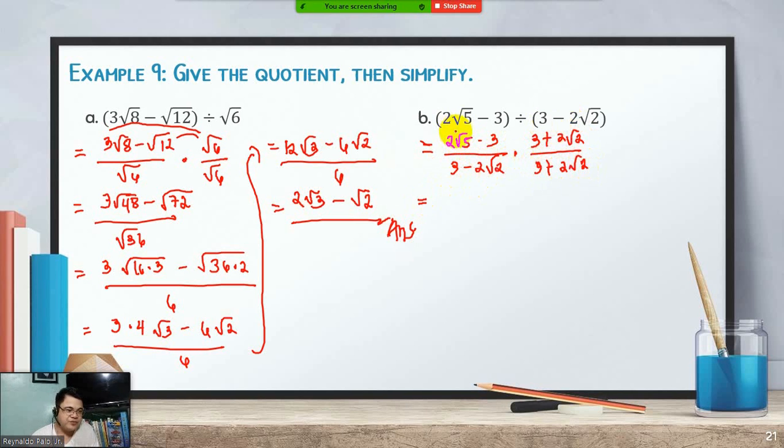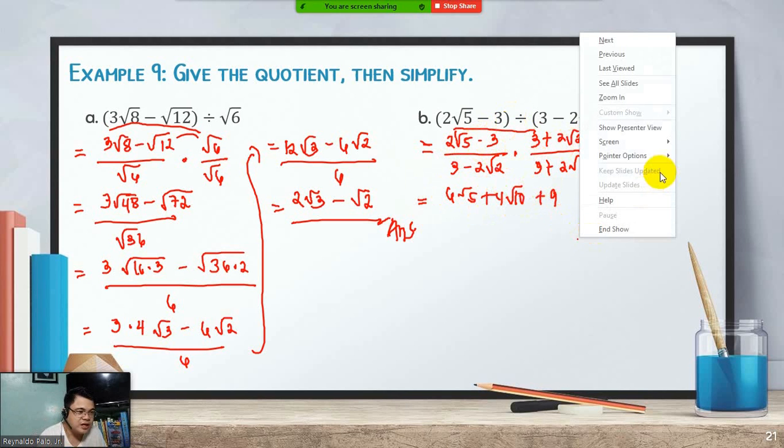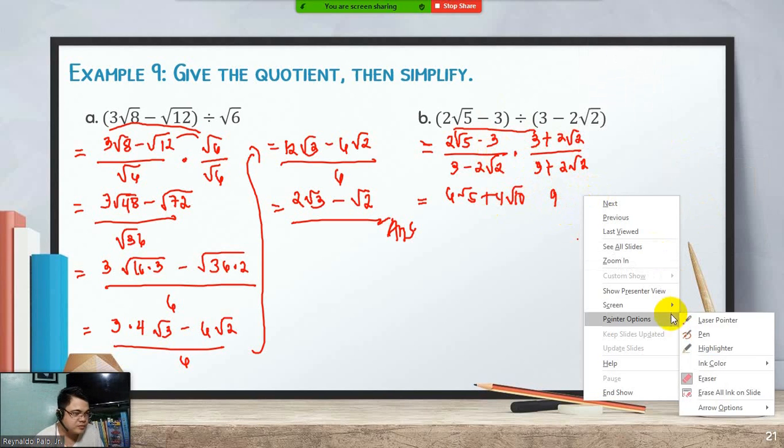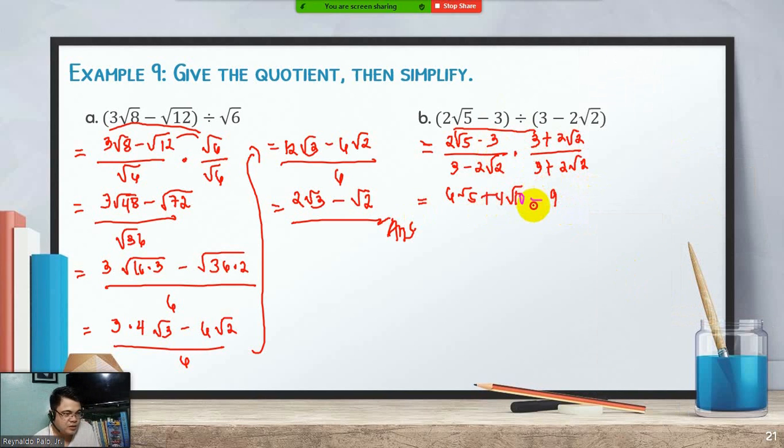Simplify using the FOIL method. First terms, 2 square root of 5 times 3 is 6 square root of 5. Then outer terms, we have 2 square root of 5 times 2 square root of 2 is 4 square root of 10. Inner terms, negative 3 times 3 is negative 9. Then last terms, negative 3 times 2 square root of 2 is negative 6 square root of 2.